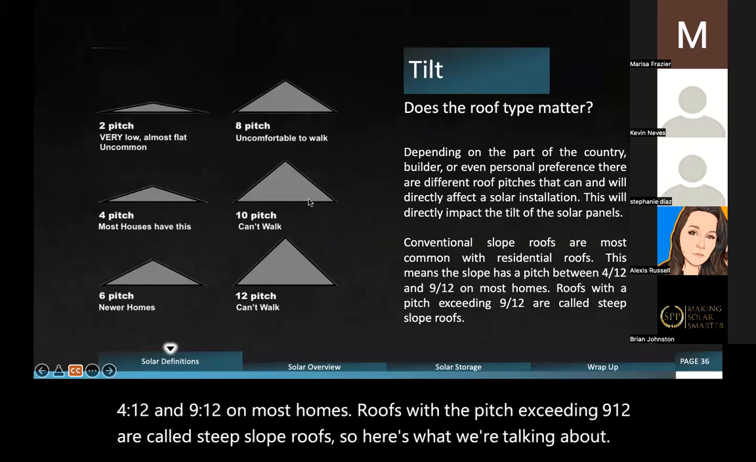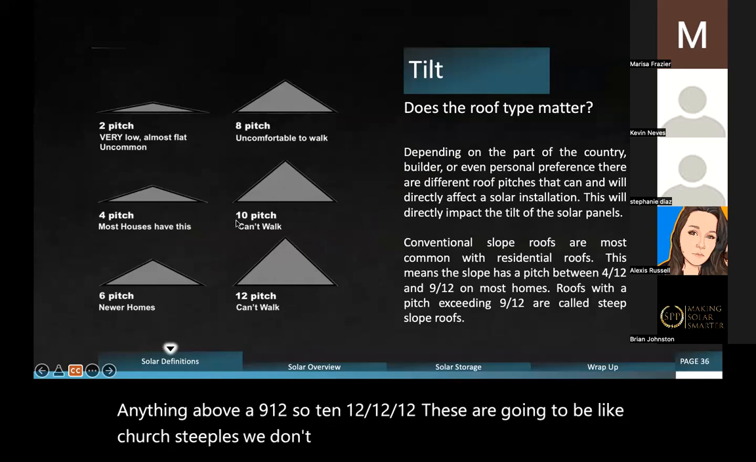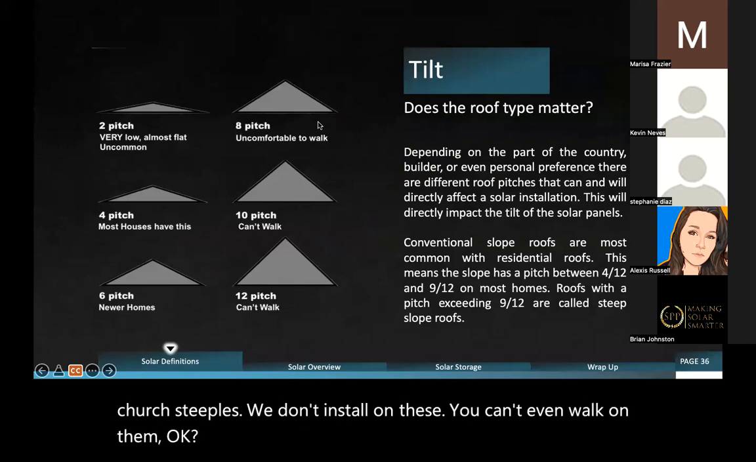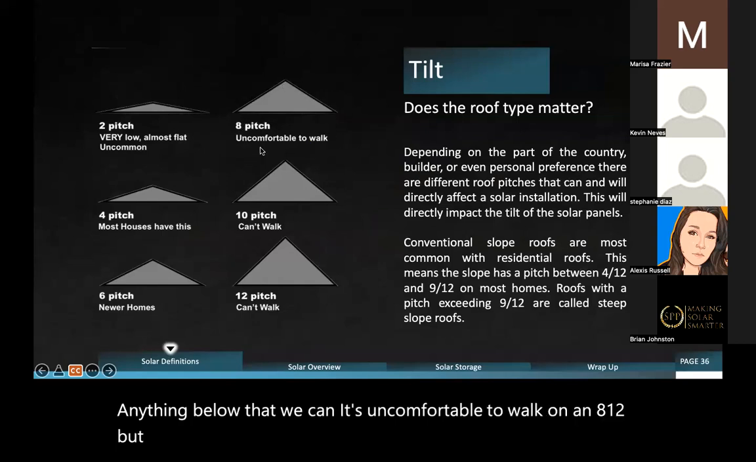Anything above a 9/12, so 10/12, 12/12, these are going to be like church steeples. We don't install on these. You can't even walk on them. Okay. Anything below that, it's uncomfortable to walk on an 8/12, but we can do it.